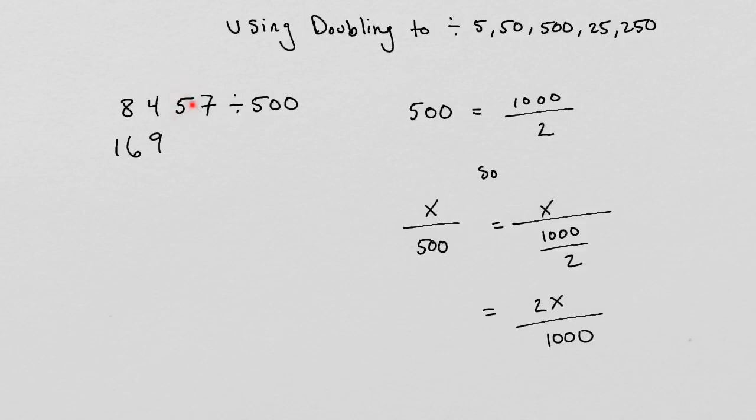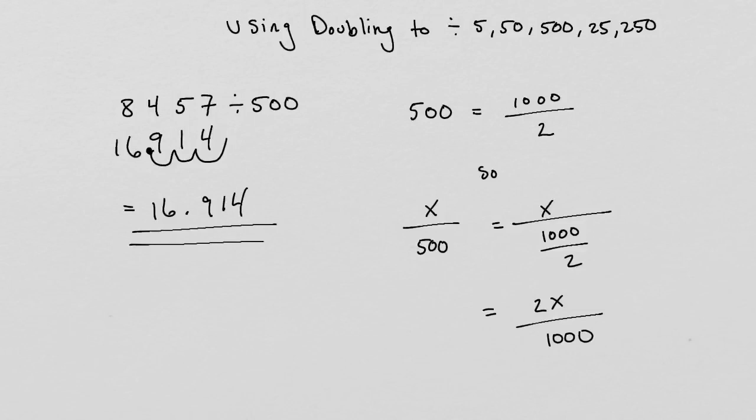Okay, 5 doubled is 10. But we know we need to borrow 1 here. So instead of writing 10, we write the 1 from the 11. And then finally, 7 times 2 is 14. Okay, now what we're going to do is simply move that decimal 1, 2, 3 times. So our final answer is 16.914.